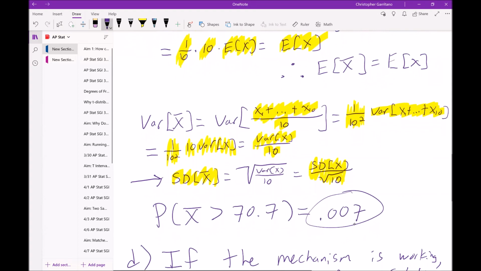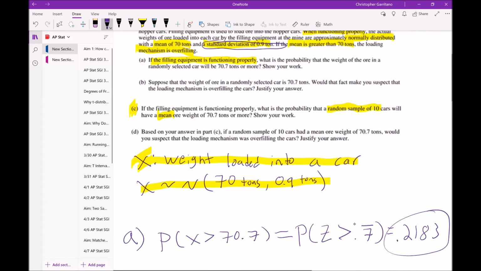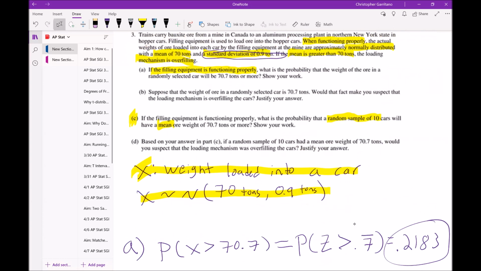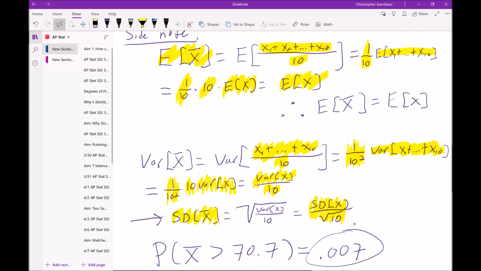Okay, moving on to part D. Similar to part B, based on your answer in part C, if a random sample of 10 cars had a mean ore weight of 70.7 tons, would you suspect the loading mechanism was overfilling the cars? Justify your answer. Okay. So very similar again.